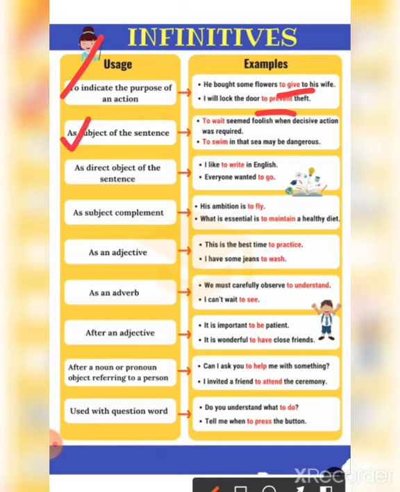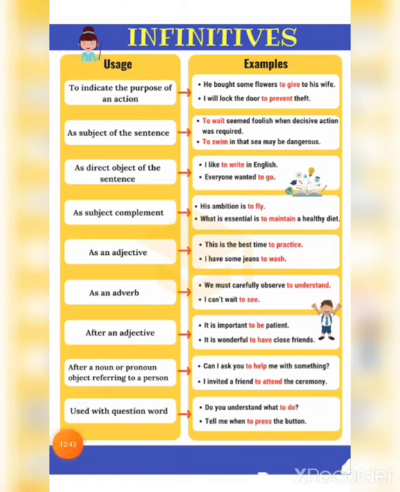What is the next usage of to infinitives? As subject of a sentence. Example, to wait seemed foolish when decisive action was required. To swim in the sea may be dangerous. Here, to swim and to wait are infinitives. Next, as a direct object of the sentence you can also write infinitives. I like to ride in English. Everyone wanted to go. So here, to go and to ride are also examples of infinitives.